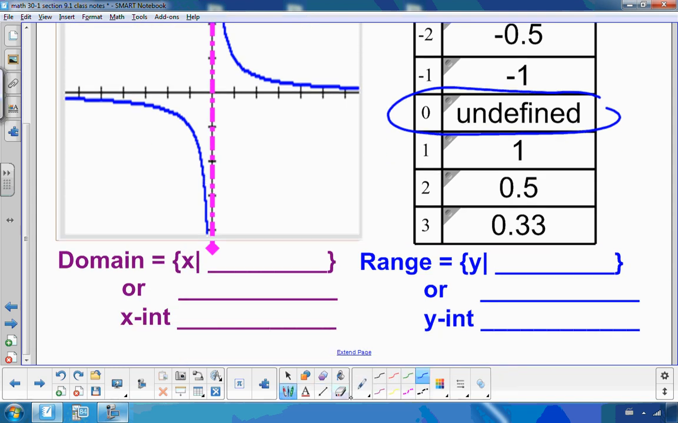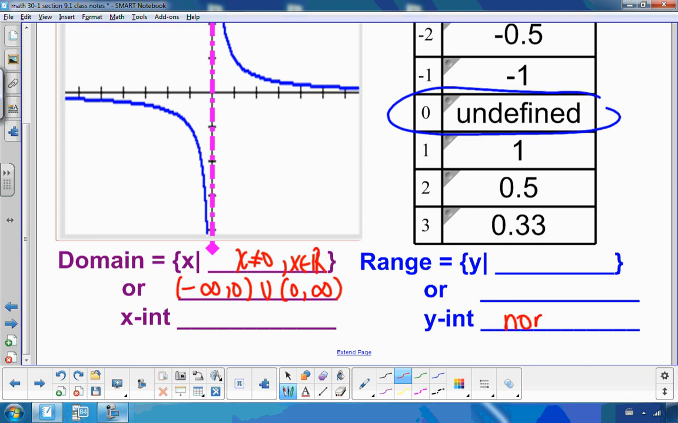So my domain is the set of all x such that x cannot equal 0, but it could be any other real number. Or of course, if you wanted to write that in interval notation, it would be negative infinity up to, not including 0, or not including 0 up to and not including positive infinity. Okay, so because x cannot equal 0, that is what my domain is. If x can't be 0, that means that I do not have a y-intercept. The definition of a y-intercept is the value of y when x equals 0.